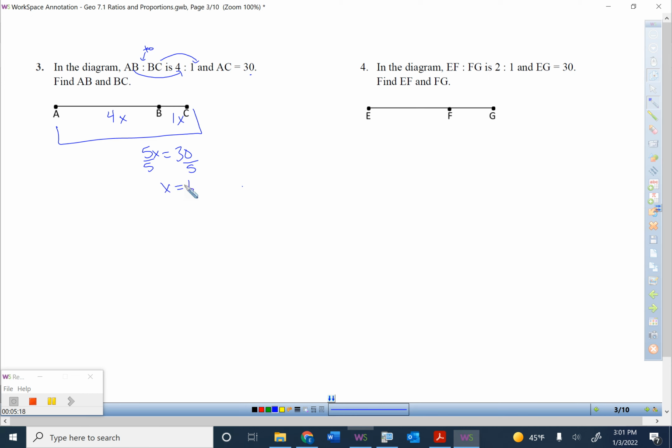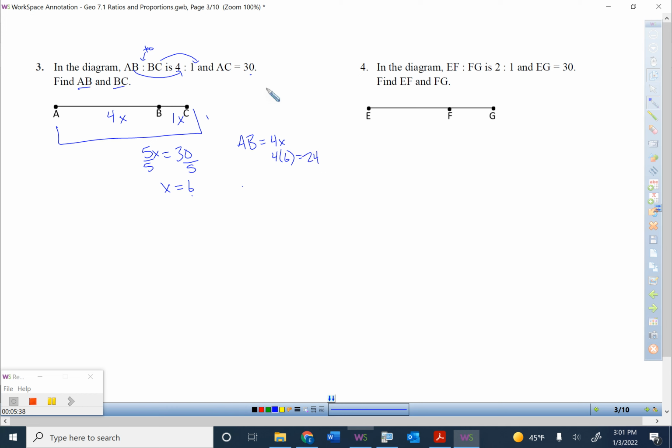Okay? Well, with that in mind, it wants us to find the actual lengths of AB and BC. They're not just 4 and 1, it's 4 times that 6 value. Okay, so let's write that out. AB is 4x, but that's 4 times 6 is 24.